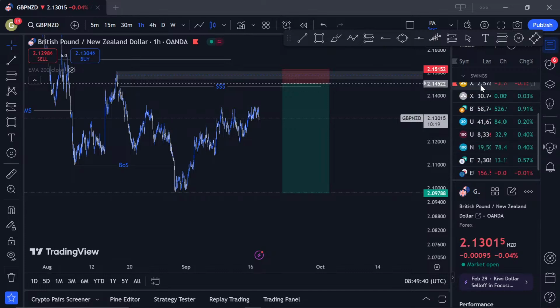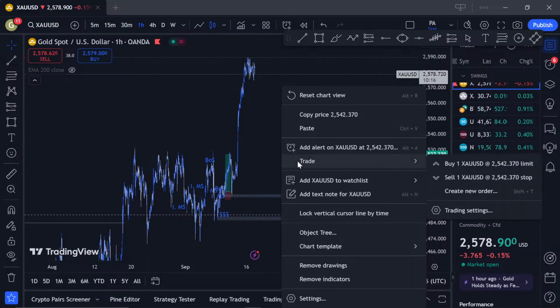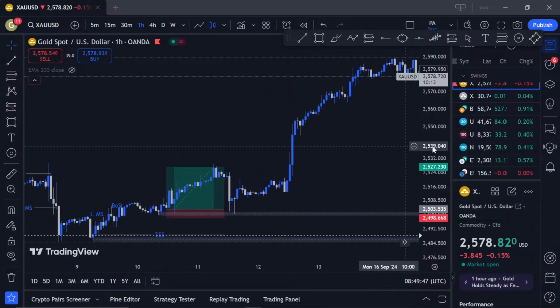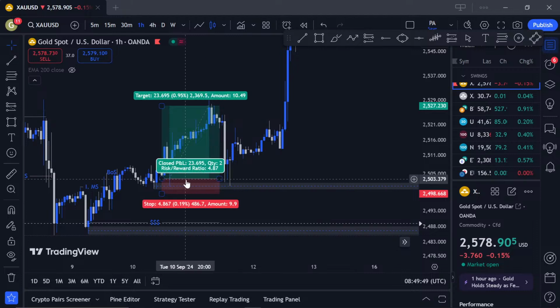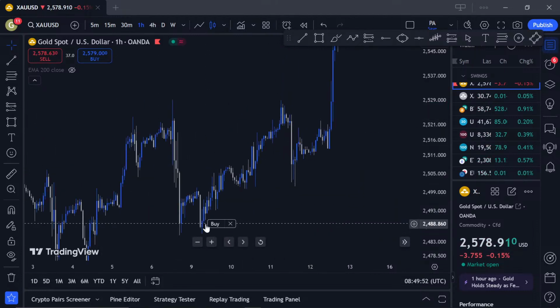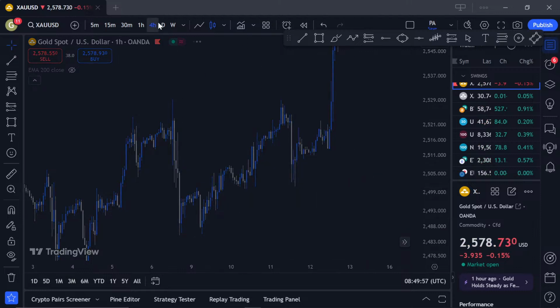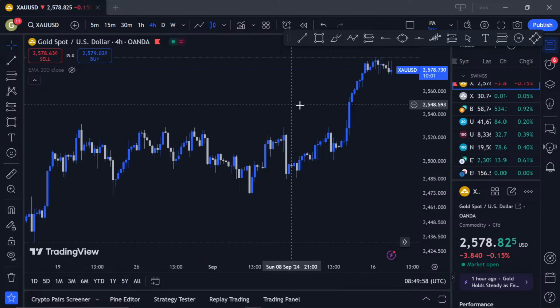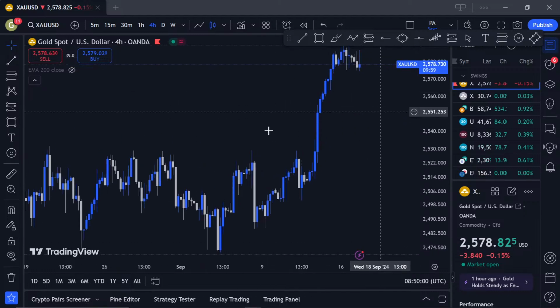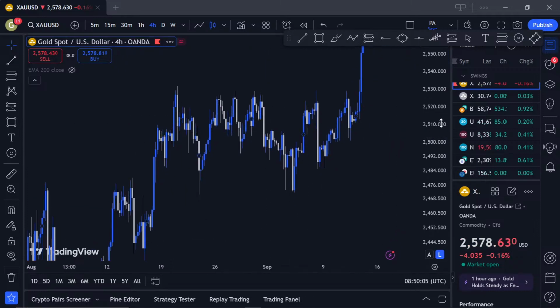Now next up is gold. You can see here is a trade we had on gold last week. It was a solid one on gold. So I'm just going to clear it off right now. Remove drawings. Then I'm going to remove this as well. So for gold, I normally go a bit lower on the time frame, because gold is currently at an all-time high right now. So for that, I can go lower.